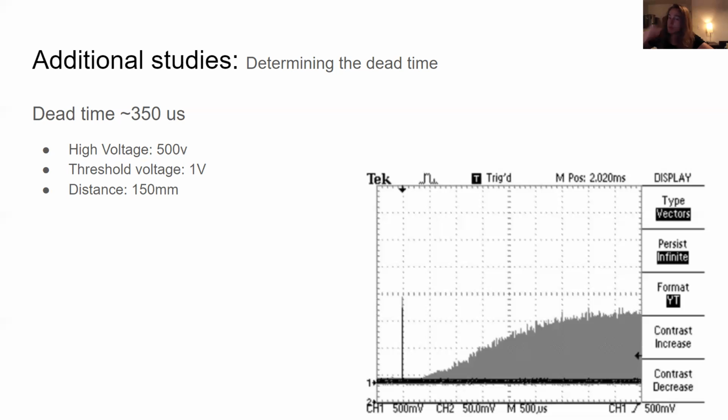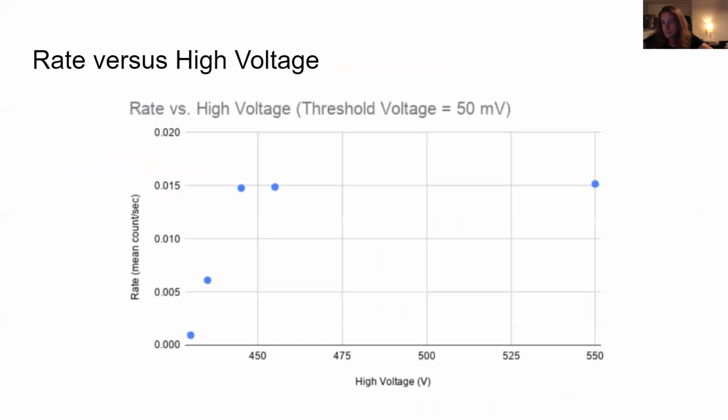So we know that if we set our counter to look at a rate higher than this dead time, we essentially won't be getting accurate data. So we need to allow the tube to charge up again. So the dead time is important in the operation of a Geiger Muller tube, as you can see.